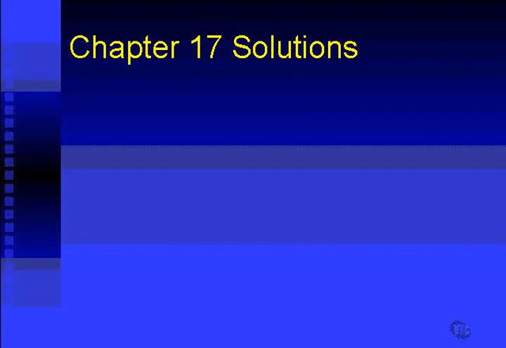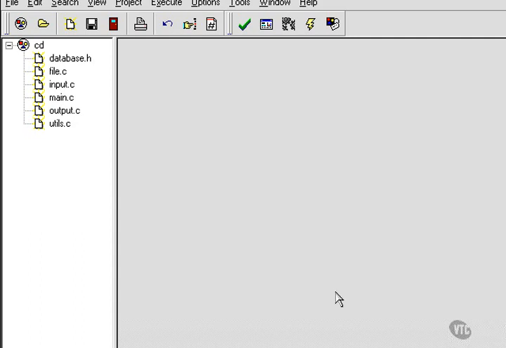Here are the solutions to the exercises from Chapter 17 on bits. Here's our CD project again. Most of the changes have been in database.h and in input.c, and output.c, I guess, with nothing else changed. File.c didn't change, main.c didn't change, utils.c didn't change, at least they didn't for me. They may have changed for you, depending on how you've got your project designed.